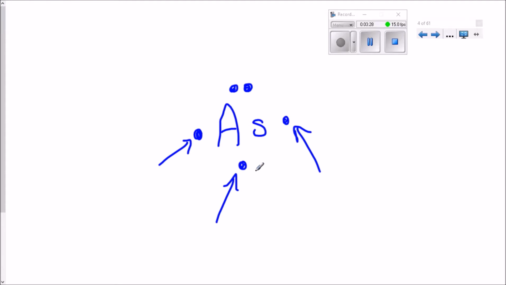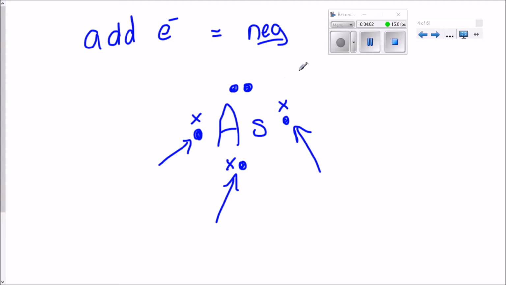So electrons are not stable when they are not in a pair. That's why I've pointed an arrow to these. Now this has 5 valence electrons. So when arsenic wants to become an ion, if it's going to gain or lose electrons, it wants to become stable. So let's imagine what we could do if we made it stable. We would add 3 more electrons. Now recall, electrons are negative. So if I add electrons, I become negative. And if I become negative, that means I'm going to become an anion.